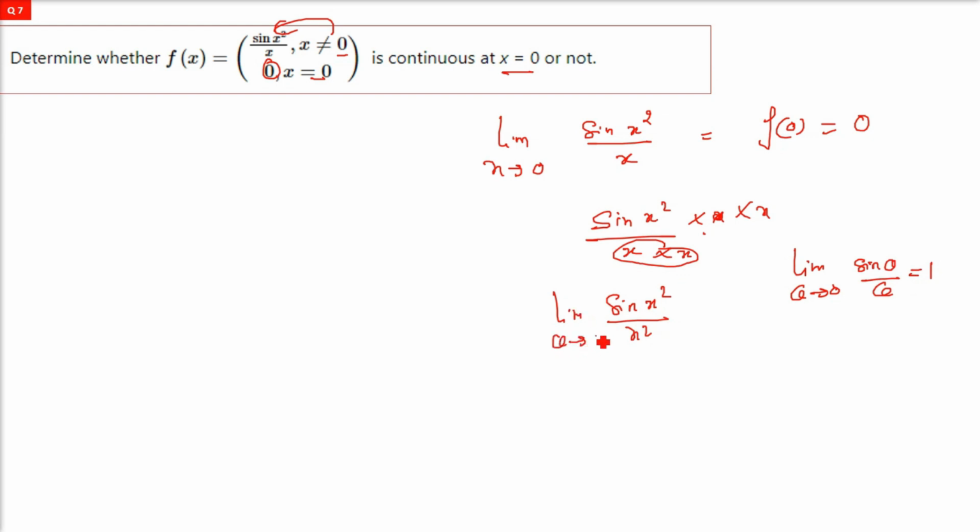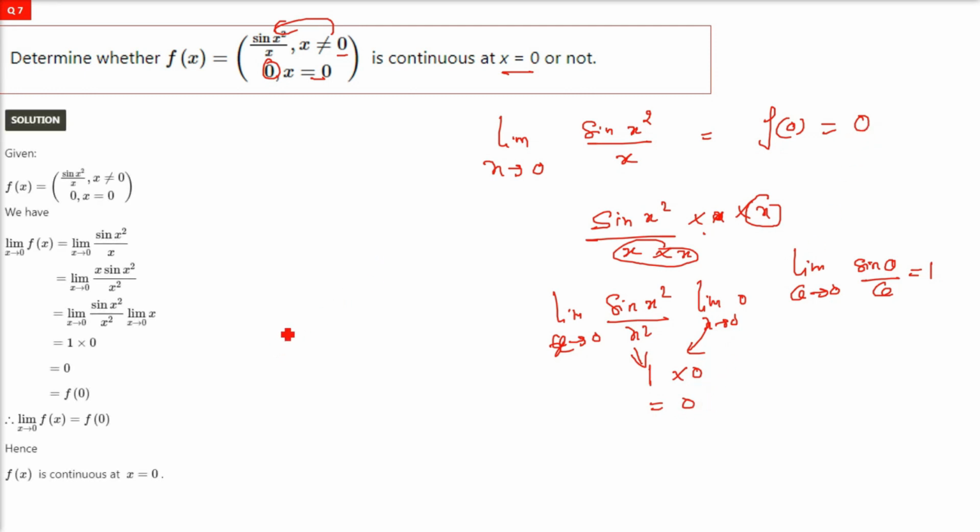So let's apply the limit. Theta tends to 0, sin x square by x square. When x is 0, x square will be equal to 0. So you can also say limit x tends to 0, but here we have this x as extra, because we have introduced this x ourselves. 1 into 0 is 0. So what do you get here? This is continuous at x equal to 0, because it is equal to f(0). This is how we are going to write it. The logic I gave you, but the writing is on the left hand side which I showed you.